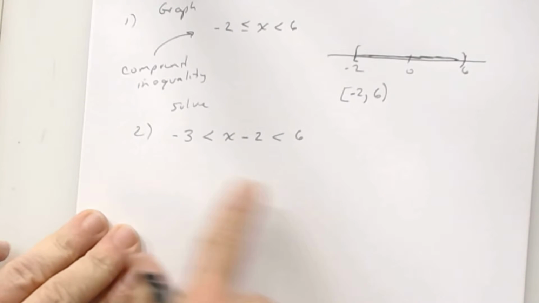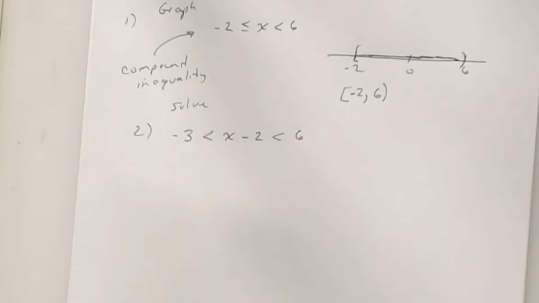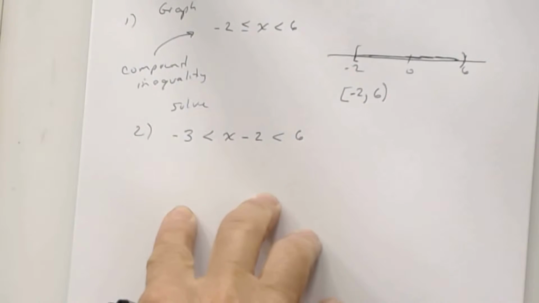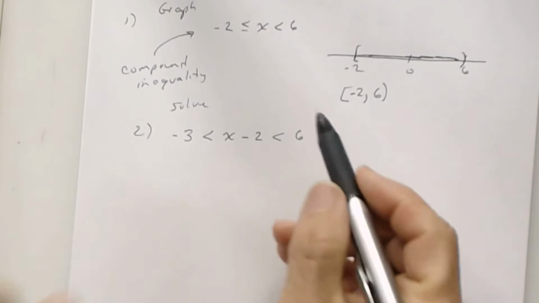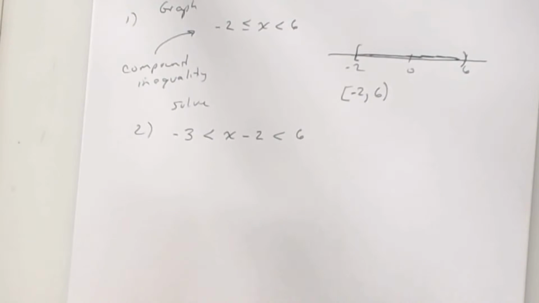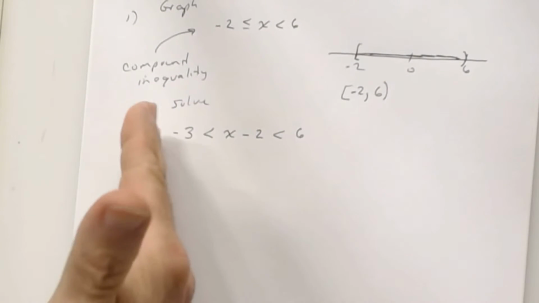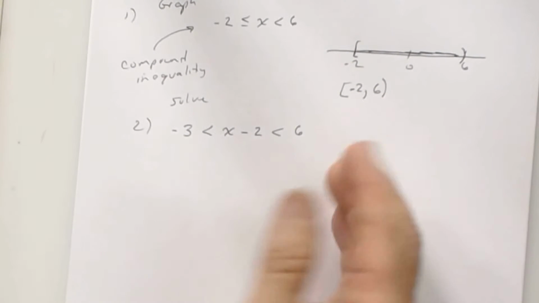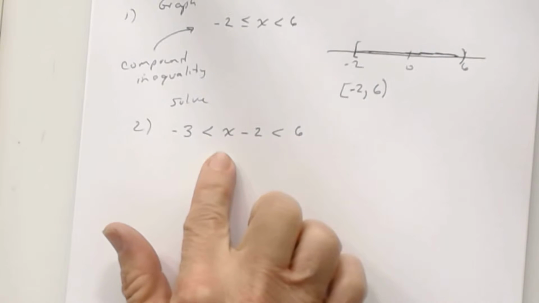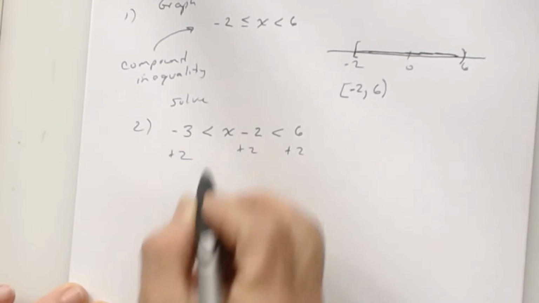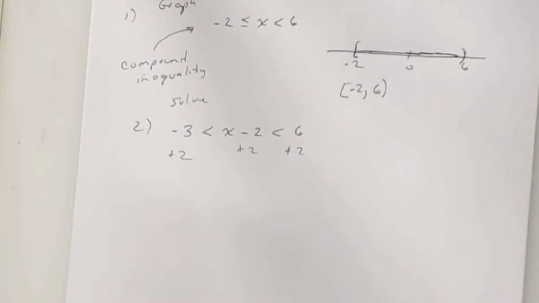But I don't have a simple inequality, meaning just one inequality. This is what kind of inequality? Compound. So if I cover this side, I'd still have to do what to both sides? Add 2. So think of this as 3 parts. You have the left side, the middle, and the right side. So if I'm going to get the variable x in the middle, that's the idea, I'm going to have to add 2 to 3 parts. So you got to say plus 2, plus 2, plus 2.